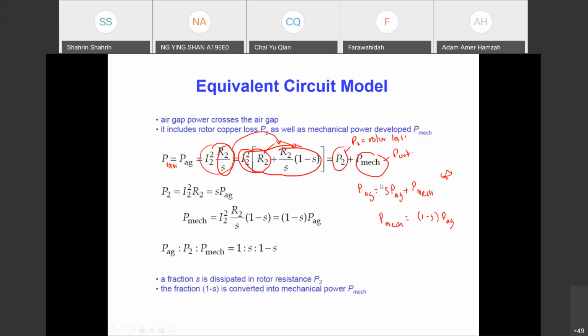And based on this equation also, the P out can also be computed using (1 minus S) times P air gap. It looks complicated, but it needs some time for you to actually absorb it.